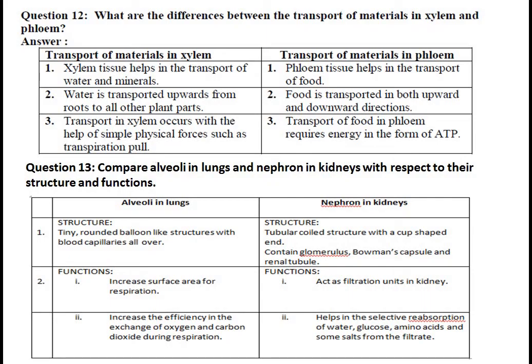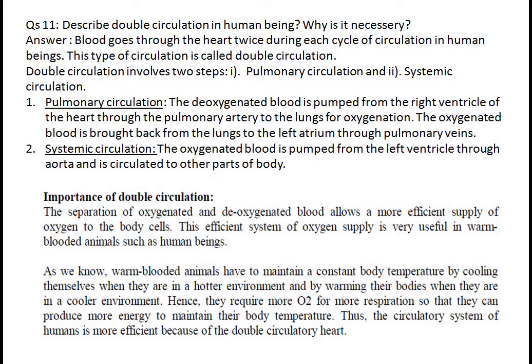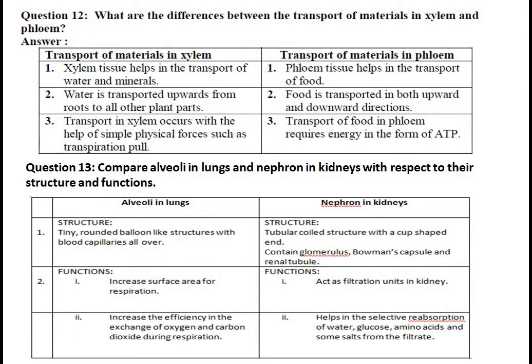Okay. Pulmonary circulation and systemic circulation. Double circulation. This is the answer of double circulation. This is a question of 5 marks. So if it is asked, what is double circulation? Importance of double circulation. 5 marks question. These are also important questions.